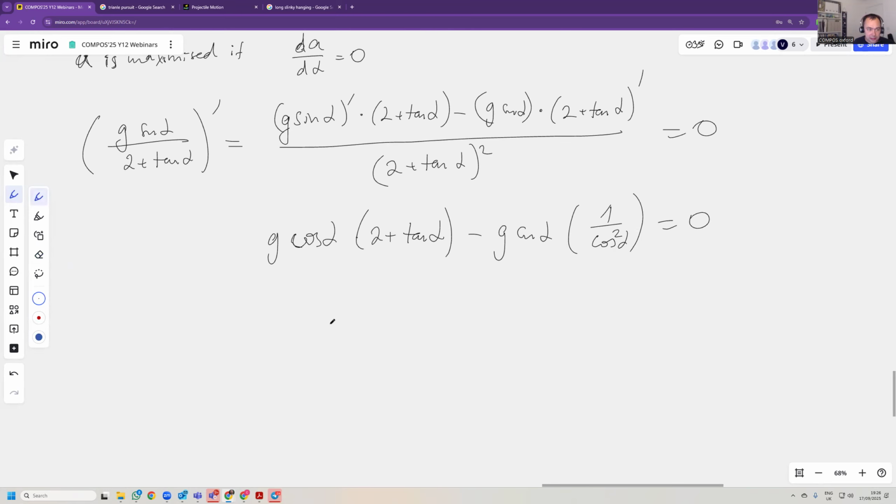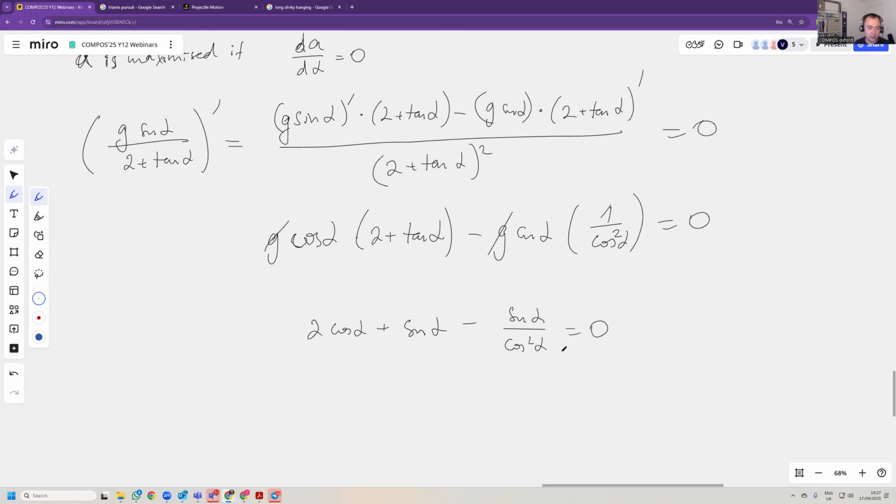And that means that cos α... should we open the brackets? Yes, I think we should open the brackets. g obviously cancels. So we have 2 cos α plus sin α, minus 1 over cos α... minus sin α divided by cos squared α equals 0.